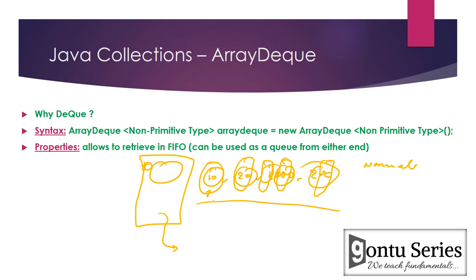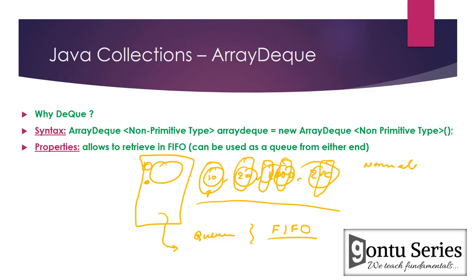But here, when you want to retrieve things, it's always going to give you the element which is present at the first position. So you are allowed to use it like a normal queue, not like a priority queue. You are allowed to use an ArrayDeque like a normal queue, where you take out first in, first out. Whatever element you add first, you are allowed to take that out first.